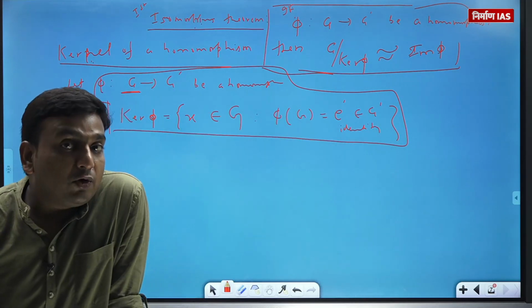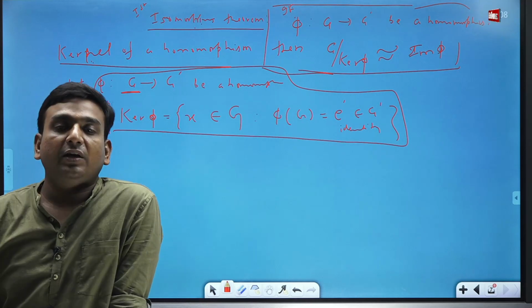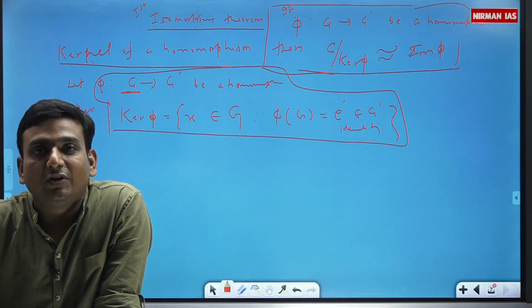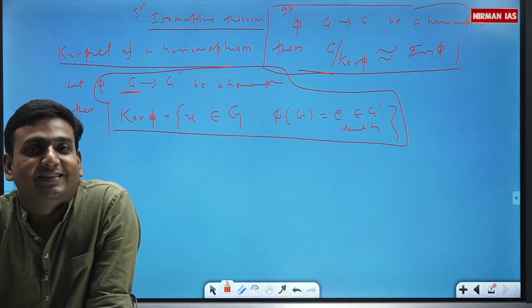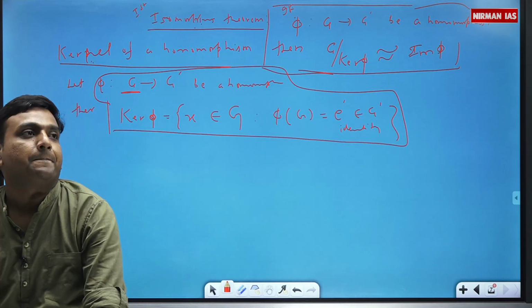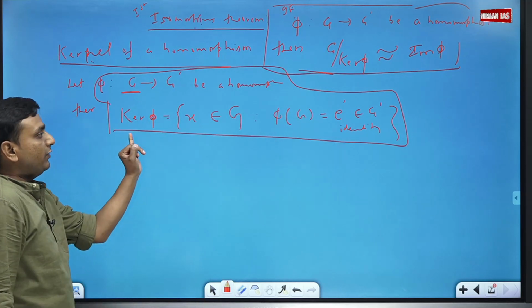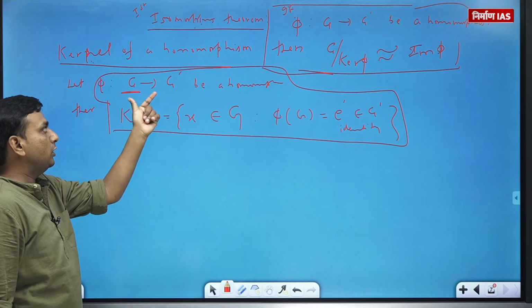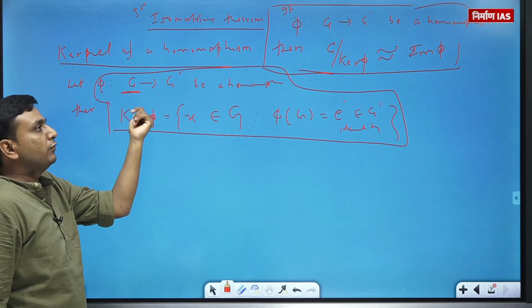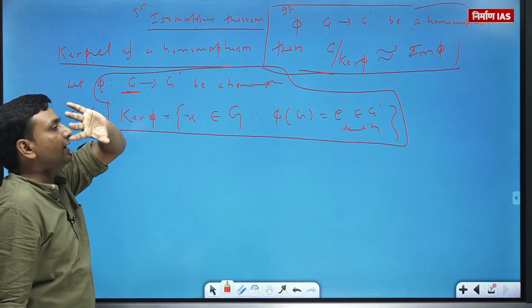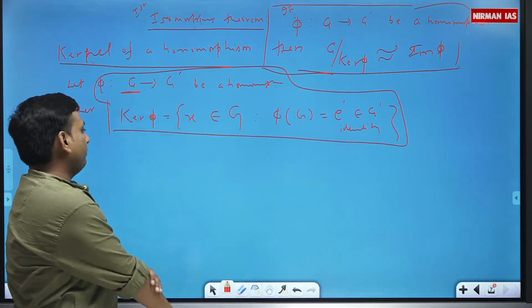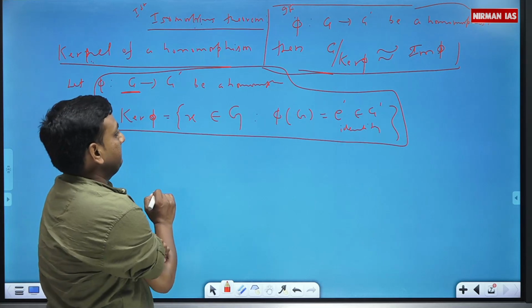First, phi should be a homomorphism, then only we are able to define kernel of phi. For a simple function, we don't talk about it actually. Is that clear? So kernel phi is what, dear? Collection of all those elements of the domain which are mapped to identity element of codomain by the mapping phi. Fine? Okay.